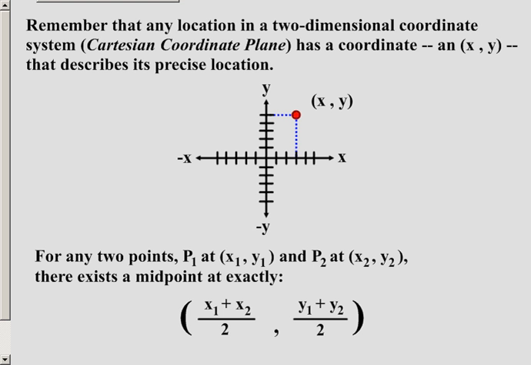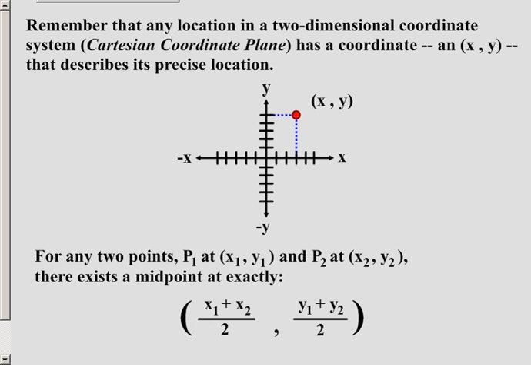The information that goes on either side of the comma is this. We have a fraction in each case. On the left fraction, we have x1 and x2 being added together in the numerator, and then they are divided by 2. And then on the right side, y1 and y2 being added together and being divided by 2.